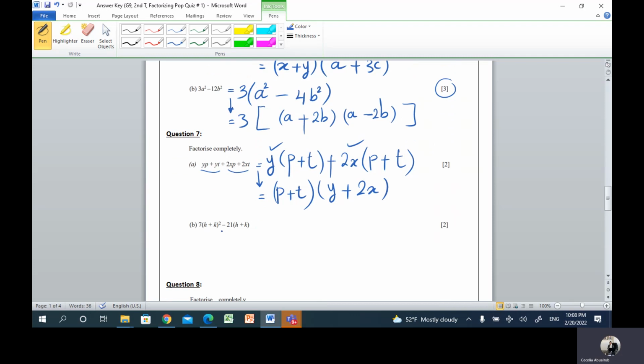As you can see here, we have to get the highest common factor out, which is 7. Open a bracket, h plus k. Open another bracket. So 7, we need to get it back to 7 times h plus k squared. We need another h plus k here, minus 21. It will be 3 because 7 times 3 will give us 21, and that's it.